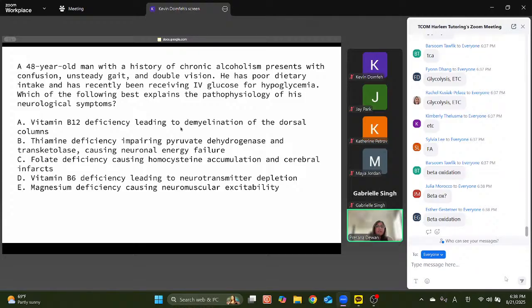Okay, a 48-year-old man with a history of chronic alcoholism presents with confusion, unsteady gait, and double vision. He has poor dietary intake and has recently been receiving IV glucose for his hypoglycemia. Which of the following best explains the pathophysiology of his neurological symptoms?